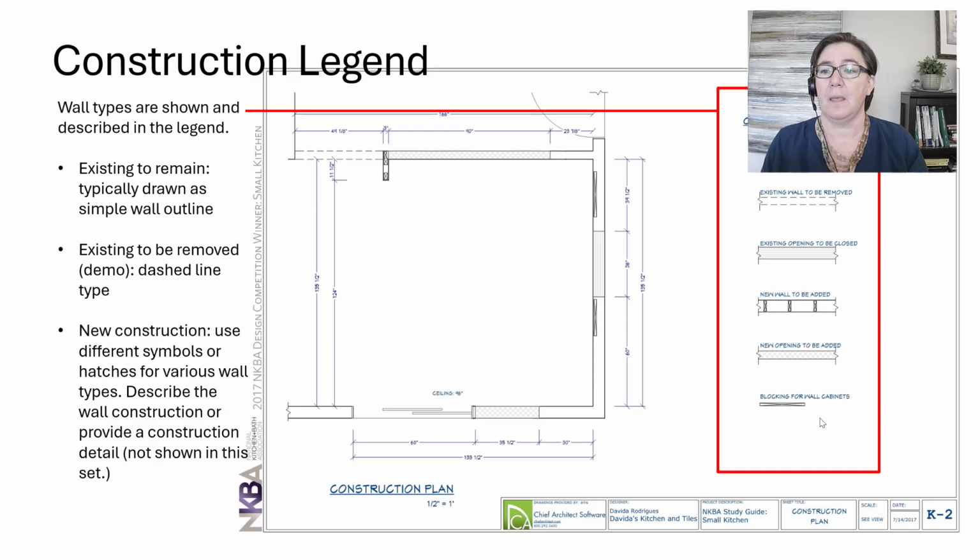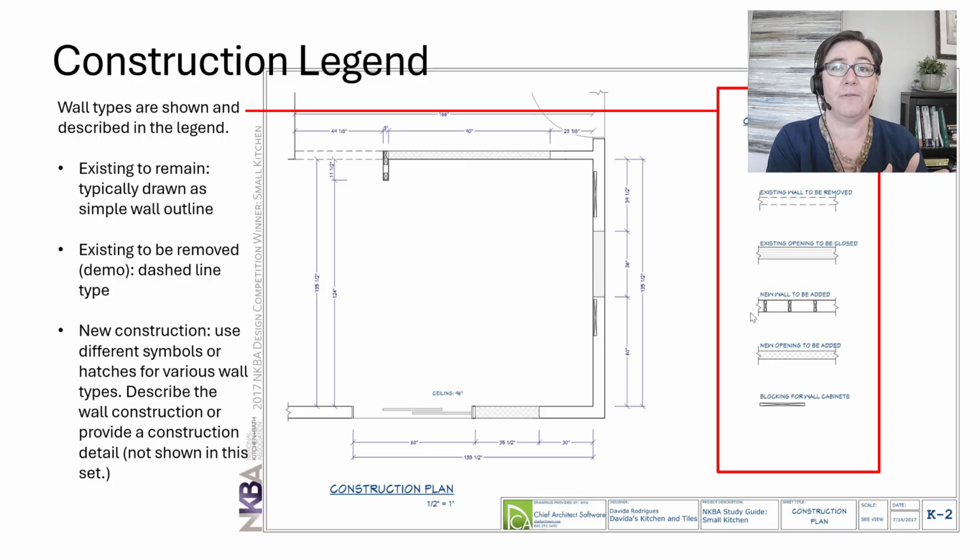So you will give more detail about some of these pieces. For example, new wall to be added. You might have several different wall types in your project. Maybe you've got an acoustic wall. Maybe you've got a wall with extended furring that you need for plumbing, excuse me.